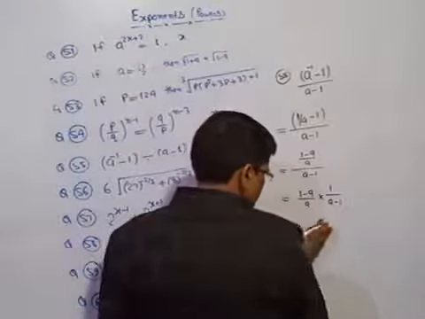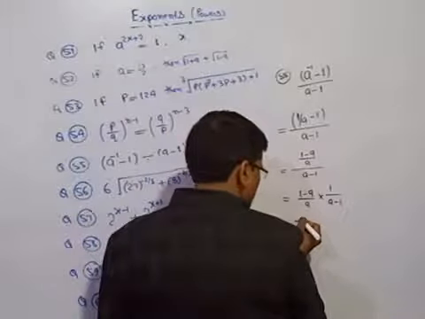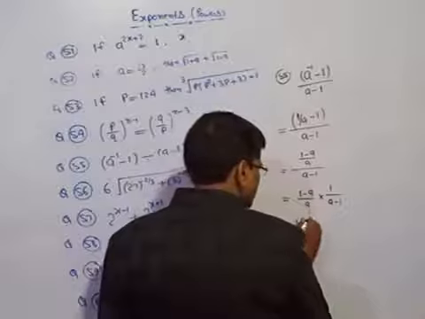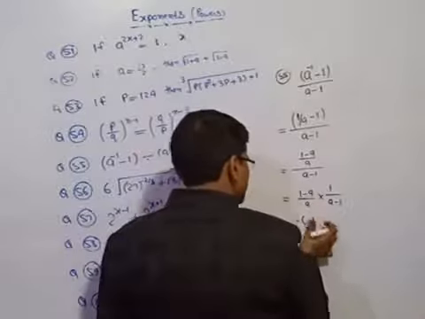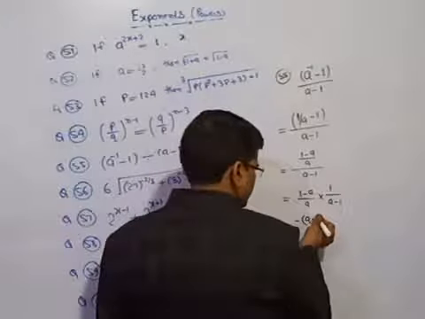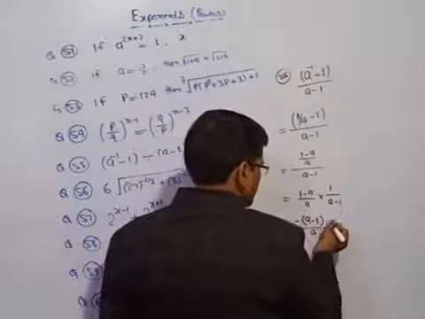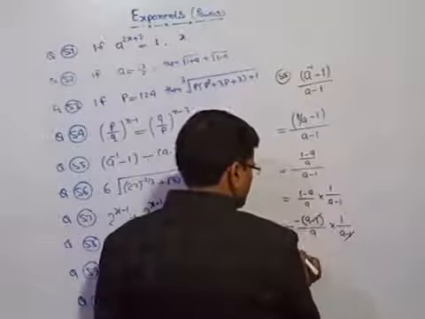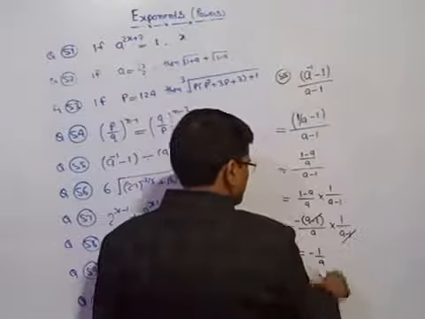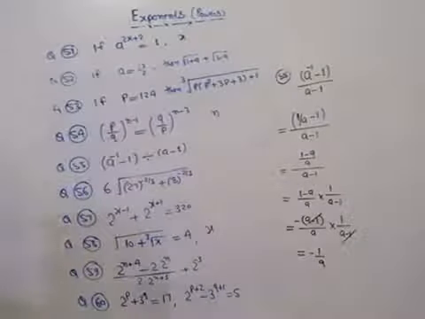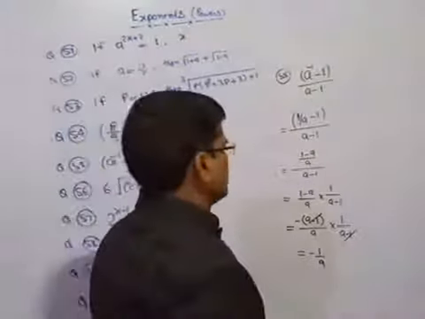Minus can be common. We can take minus common in this step, then we can write a minus 1. This step can be written as a minus 1. Now 1 upon a minus 1. This and this cancel out. Then the answer is minus 1 upon a. Clear?